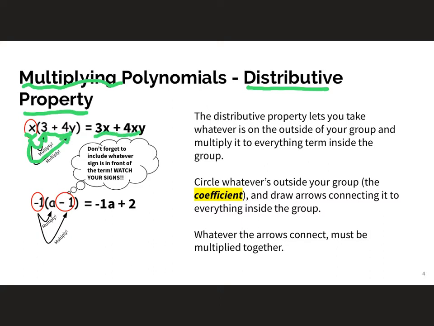So this is telling me if I have this coefficient x and I multiply it to 3, then I get 3x. If I multiply x with my other coefficient, 4y, I'm going to get 4xy. And then when I combine those terms together to get 3x plus 4xy, that's actually an equivalent expression to what I originally had written down, right? Now, whenever we're working with the distributive property, we want to make sure that we're including whatever signs are in front of the term, right? So we want to watch our signs, okay?